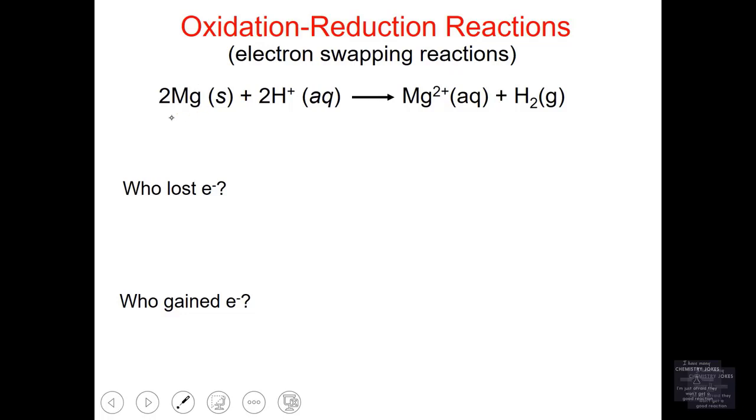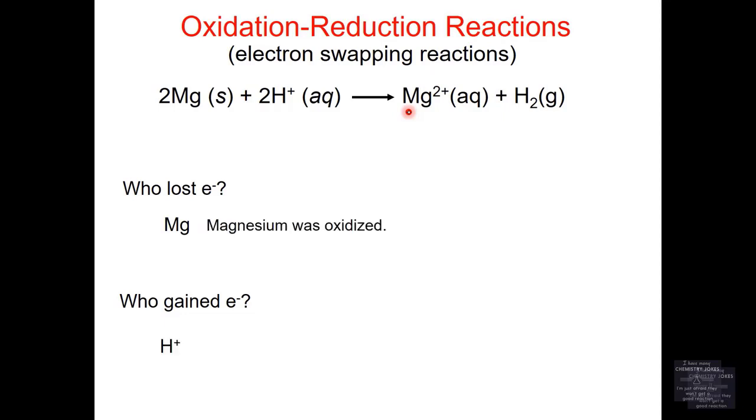So in this given reaction, we start off with magnesium, which is solid magnesium with a 0 charge. That magnesium becomes Mg2+, oxidation number +2. So from 0 to +2, magnesium lost electrons in that transaction. Magnesium was oxidized in this reaction. Conversely, hydrogen went from a +1 to a 0 over here on the products side. +1 to 0, it means it was reduced. Hydrogen was reduced because it gained electrons.